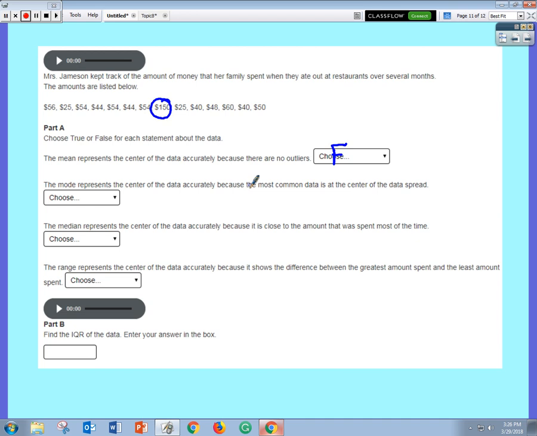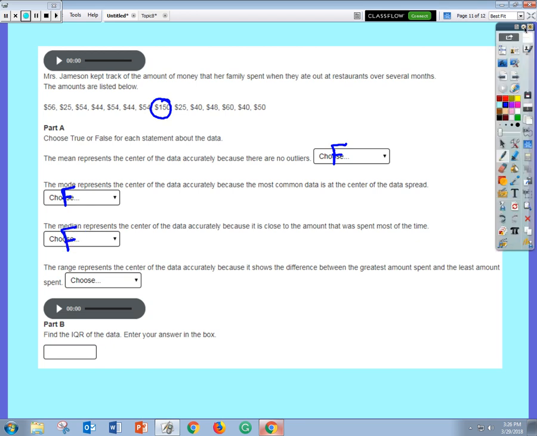Mode. The mode represents the center of data accurately because the most common data is at the center. No, that's not always true. I'm going to go false with that. The mode is not always the center of the data. The median. I'm going to say yes. The reason being, I'm sorry, true. I put an F there. That's going to be a true. The reason being, it eliminates this outlier. It almost eliminates this 25 too, which appears to be pretty low for that family.